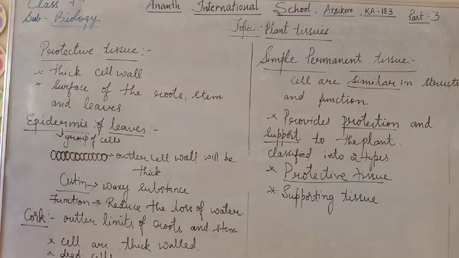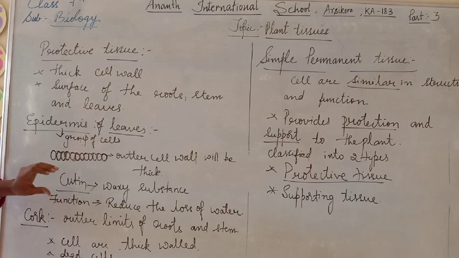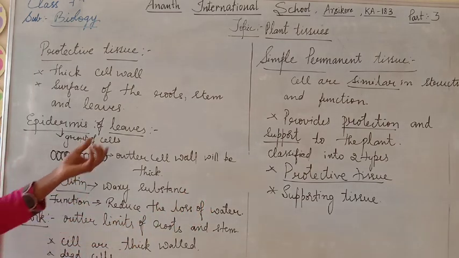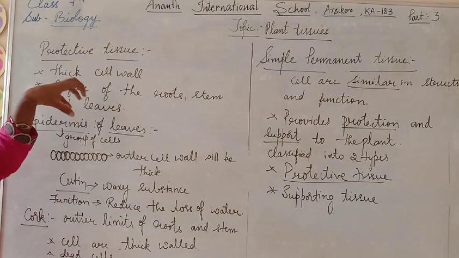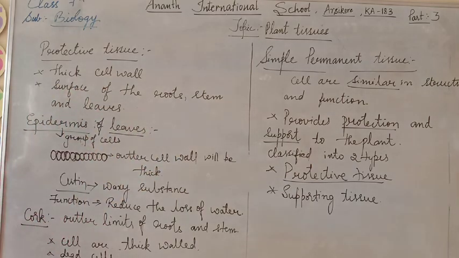How is the epidermis made up? Even the epidermis is made up of a group of cells. The outer walls of the cells present in the epidermis are thick, and cutin will be present there. Cutin means a waxy-like substance. Due to this, drops of water which fall on the leaf never stick, they just slide off. The function of cutin is to reduce the loss of water in plants.